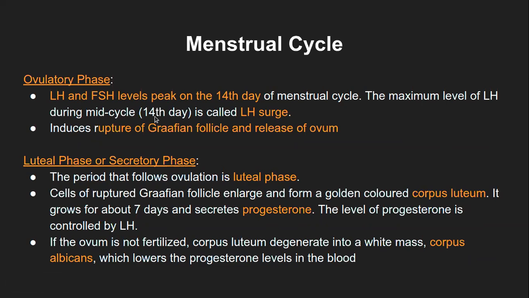Now from the 15th day to the end of the cycle, that is the 28th day, is the time frame of this phase. So in the first 7 days, starting from the 15th day, the corpus luteum will be formed and it will keep growing and is responsible for secretion of progesterone. Now, if the ovum is fertilized on the 14th day in the ovulatory phase, this progesterone will help in maintenance of the pregnancy. That is why the corpus luteum structure is very important. And the level of progesterone is controlled by the luteinizing hormone.